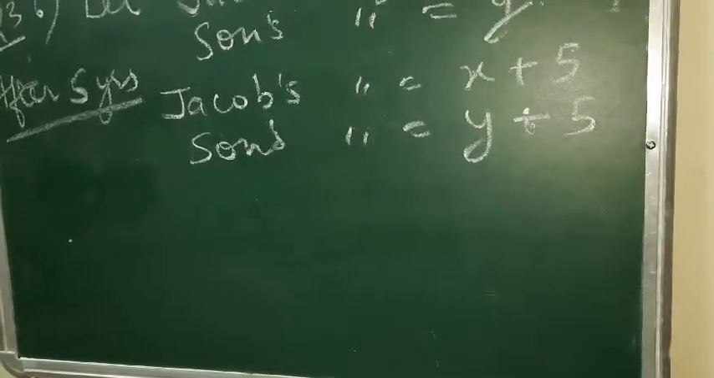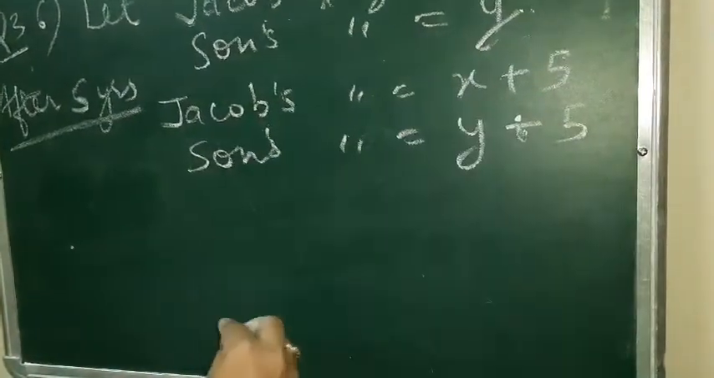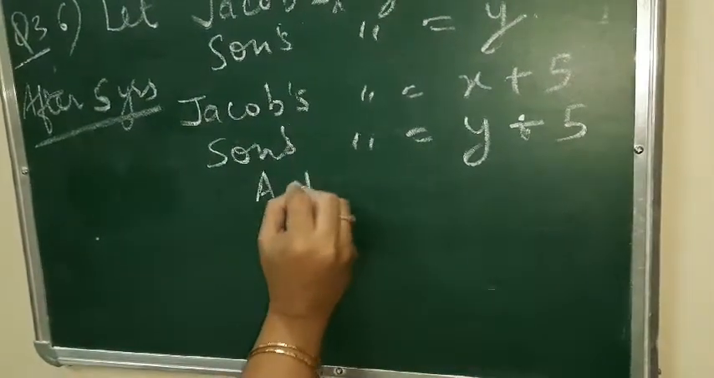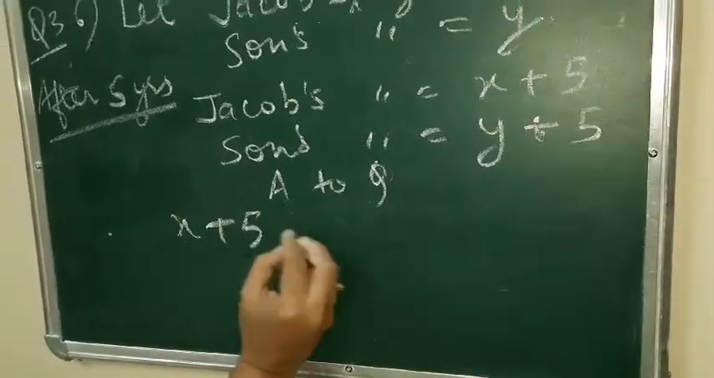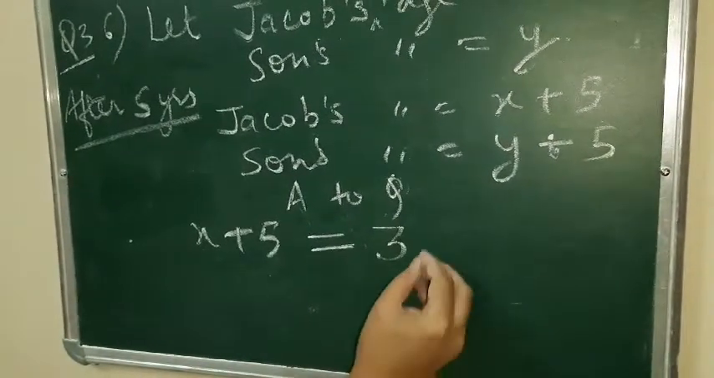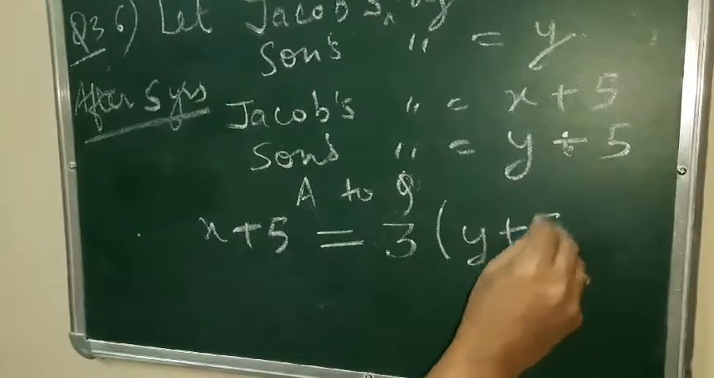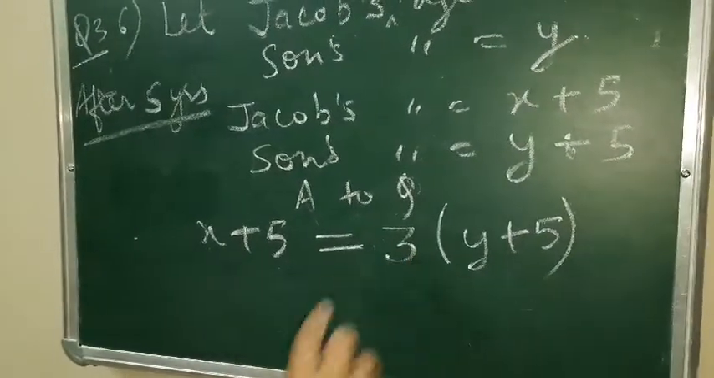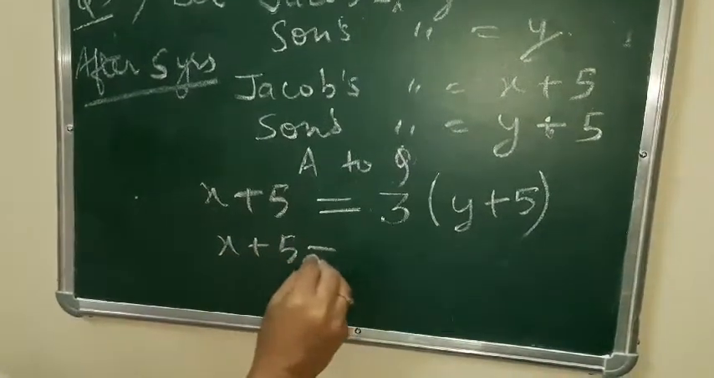So first we have written what their ages will be after 5 years. Now we'll read the question. 5 years hence, these ages. Age of Jacob means x plus 5. Will be means equal to 3 times. 3 times means 3 into son's age. Son's age is y plus 5. Now why have I put it in the bracket? Because it is multiplying with 3. So just solve it and make the equation first.